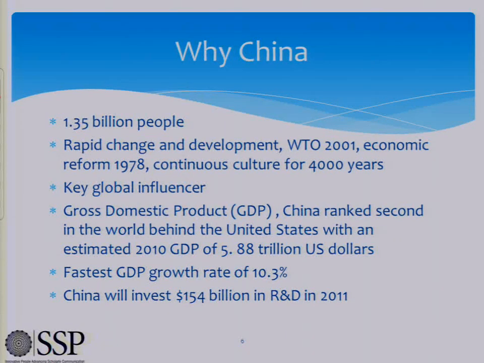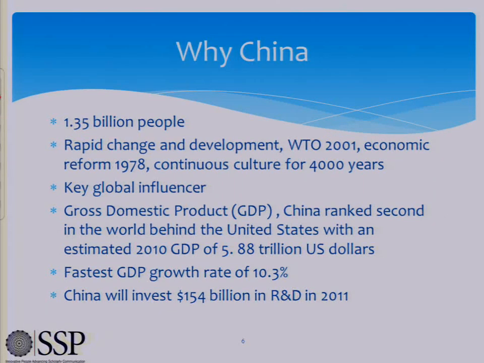So very, very quickly, why is everybody interested in China? Well, there are 1.35 billion people there, about a fifth of the world population. There's really been a rapid change in China since it entered its reform period in 1978, and then the World Trade Organization. But China has had a continuous culture for 4,000 years and has invented a number of different products, from printing through to fireworks. But really now China is seen as a developed and global key influencer, second down from the US in GDP. It's got the fastest GDP growth.